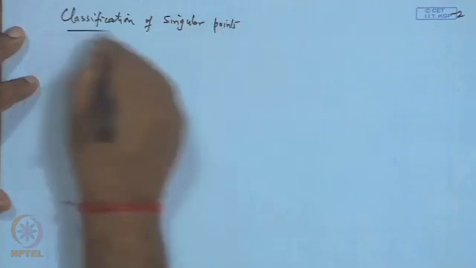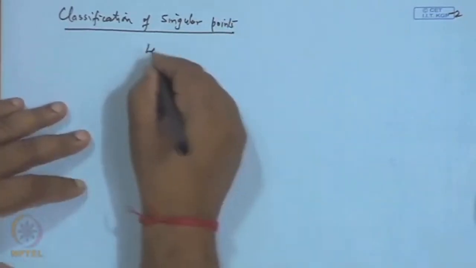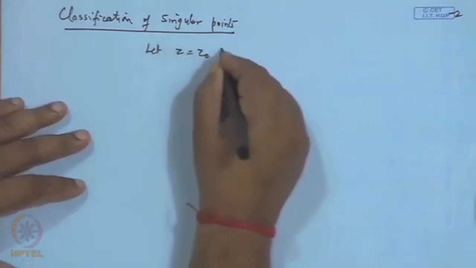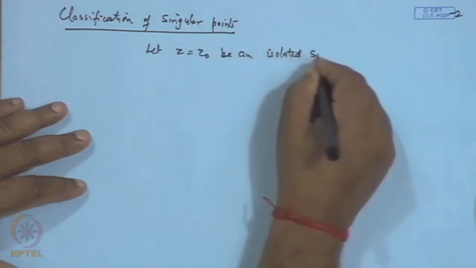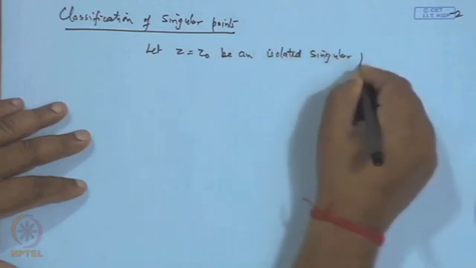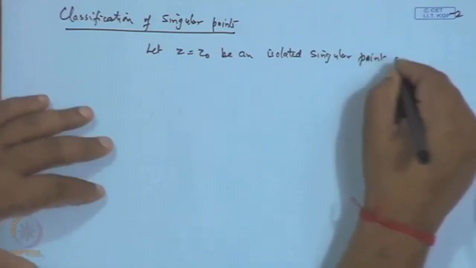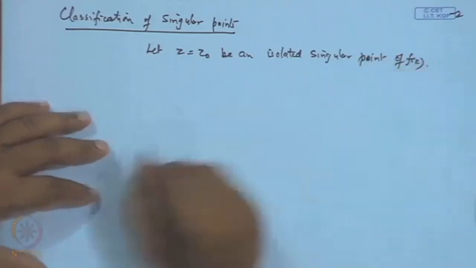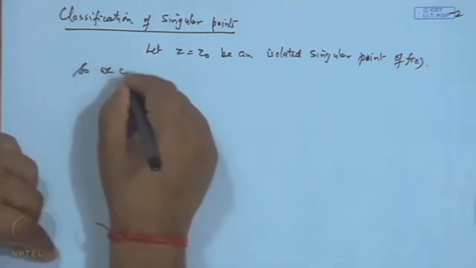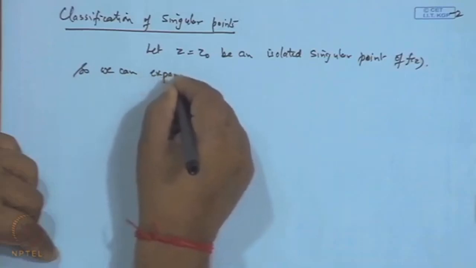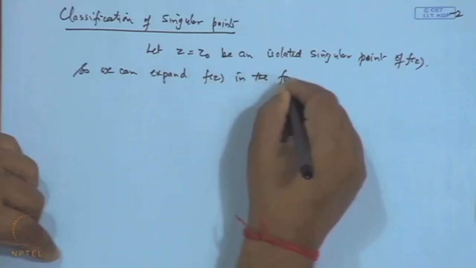Singular points. Let us suppose z equal to z naught is an isolated singular point of the function f(z). So, we can expand this function f(z) in the form of a Laurent series.